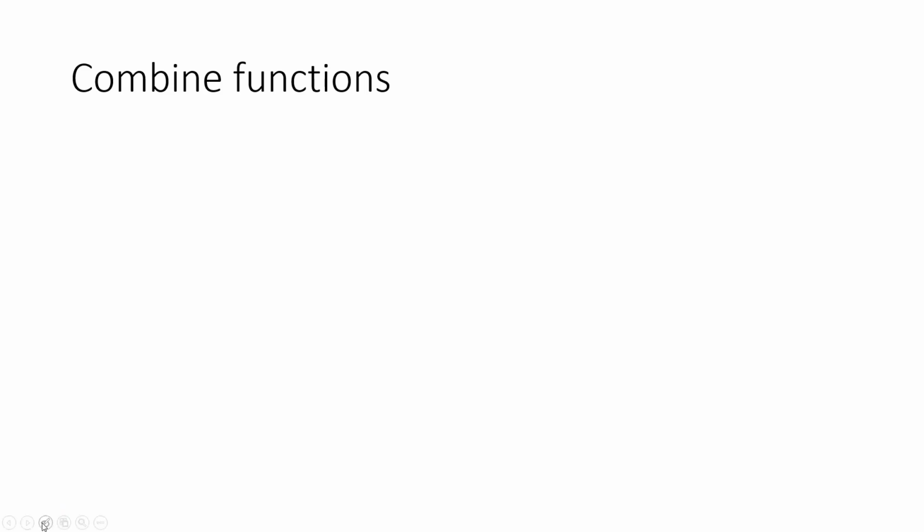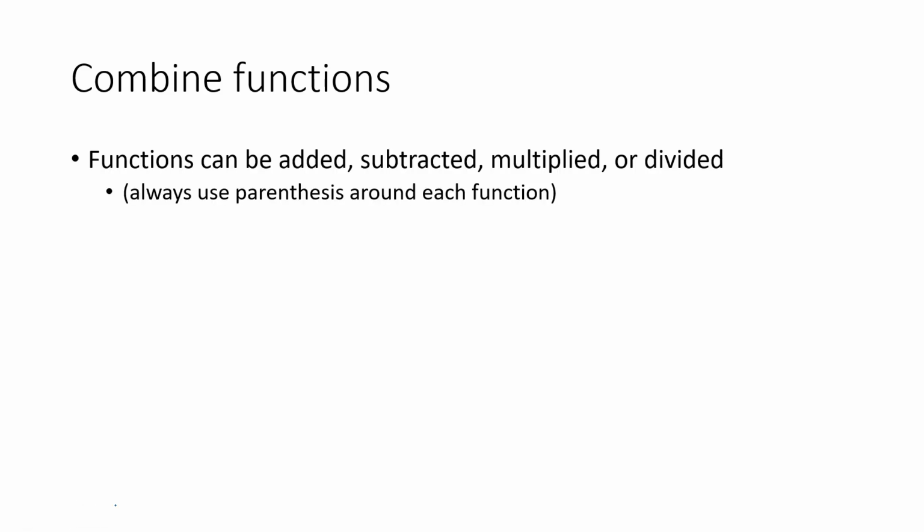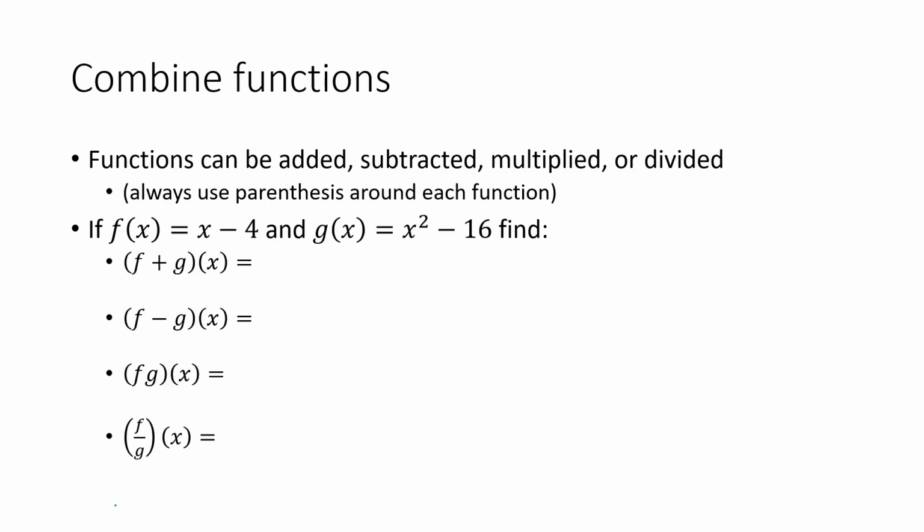We can also combine functions together. They can be added, subtracted, multiplied, or divided. We just need to make sure we always use parentheses to represent each function. So if f of x is x minus 4, and g of x is x squared minus 16, f plus g simply means we take the f function, which is x minus 4, and add the g function, which is x squared minus 16.